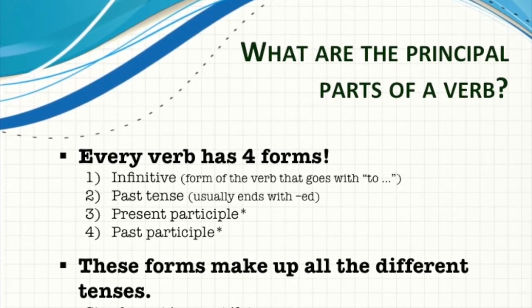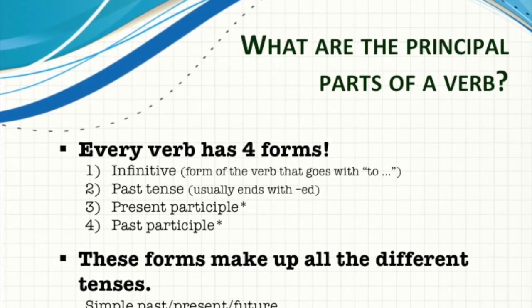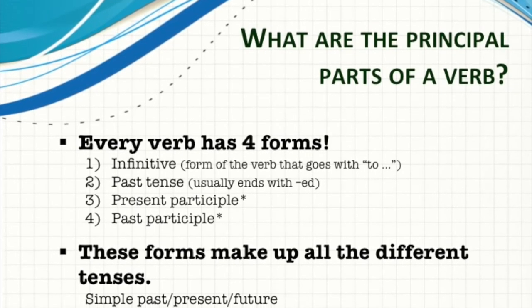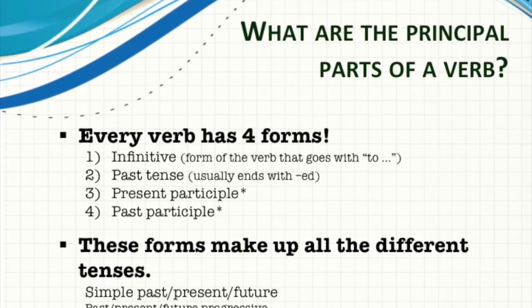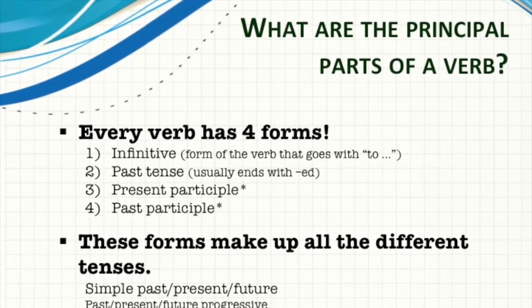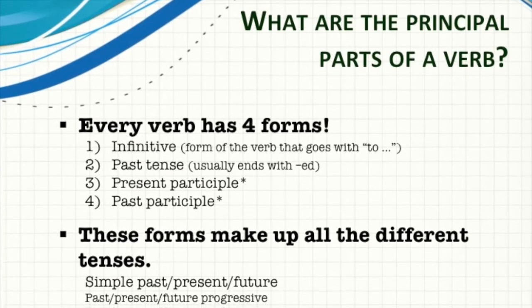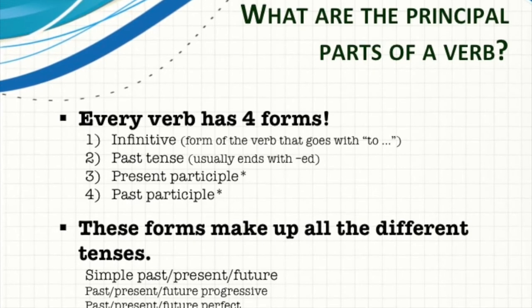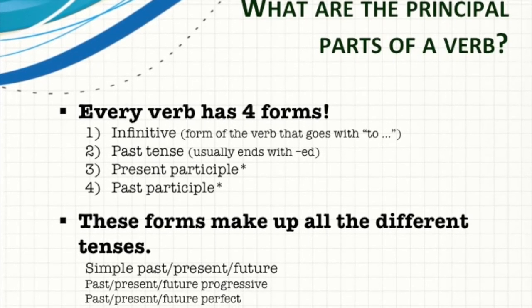First is the infinitive form, which is the form that goes with to, such as to buy, to listen, to speak. Next is the past tense, which usually ends with ed, though we have gone over some of those irregular past tense forms in previous lessons. The 2 we're going to learn about today are the present participle and past participle. So let's keep those in mind as we keep on learning about the principal parts of a verb.